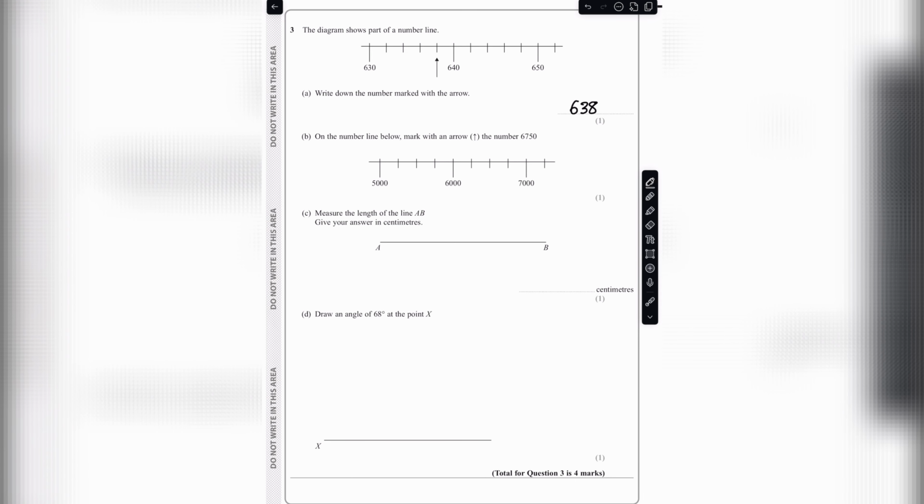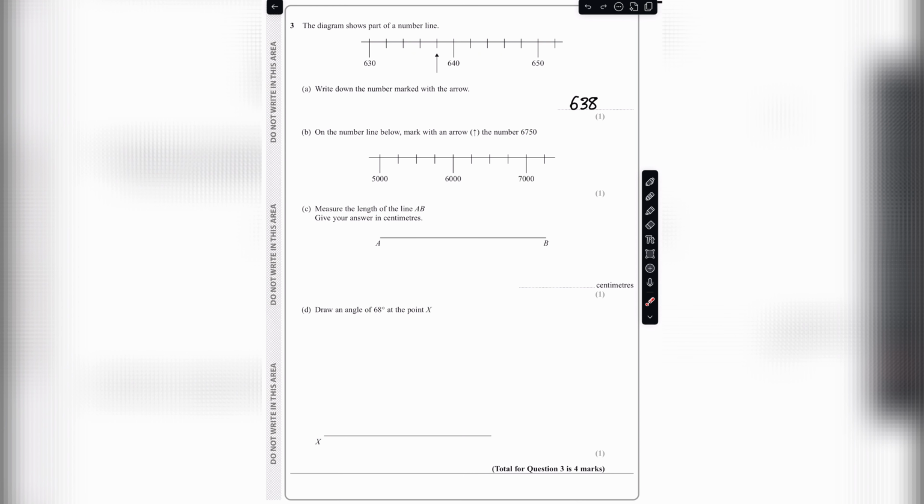In the second part of this question, we are told to mark with an arrow the number 6,750 on the number line below. The difference between 6,000 and 7,000 is 1,000, and given as there are 4 spaces between each of these numbers, that means each space can be represented by 250. So 7,000 minus 250 is 6,750, so that means that 6,750 will be right here.